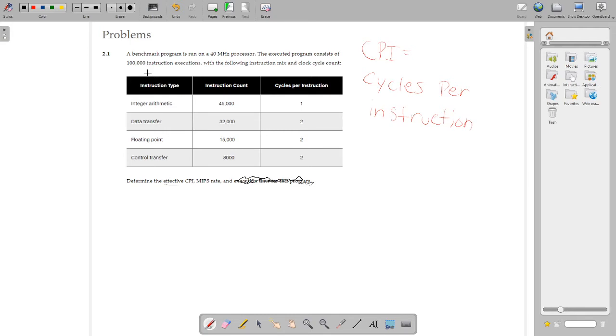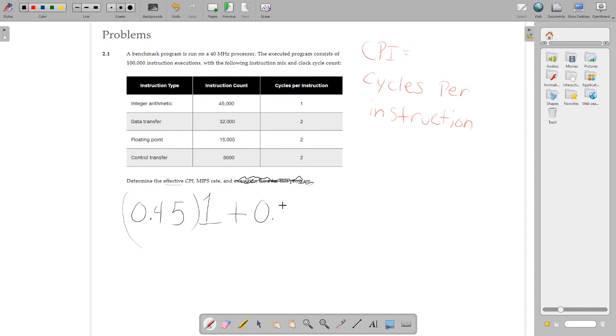So if we have 100,000 instructions and 45,000 of them are integer, then does it make sense that 45% of the operations are integer operations? 1, 0.5, 0.32. Yeah, that's exactly right. So we're going to take 0.45. There's 45% of the instructions are integer instructions, and those take 1 clock cycle each.